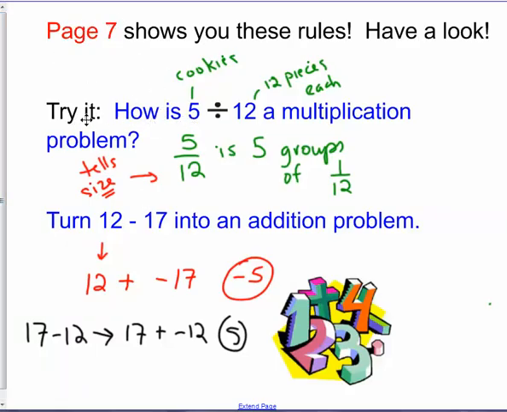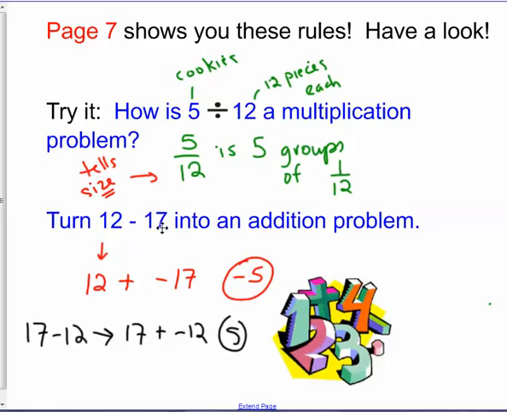So I said try it. So how is 5 divided by 12 a multiplication problem? So if I have 5 divided by 12, if I have 5 cookies, and I divide each of them into 12 pieces, okay, I've got 5 groups of 1/12. So 5 divided by 12 is the same thing as 5 times 1/12.